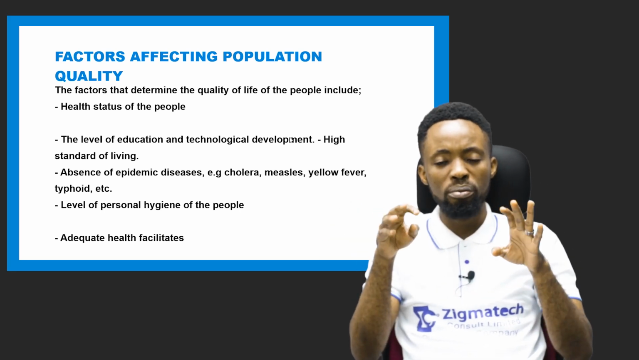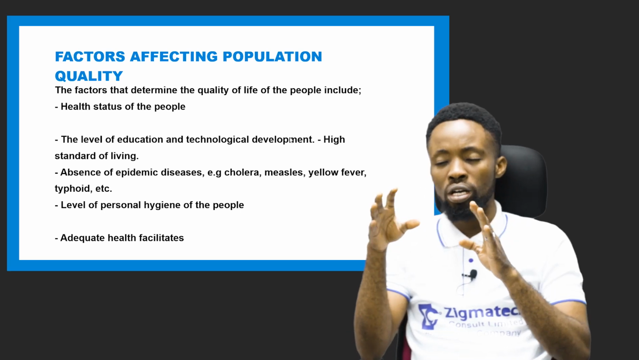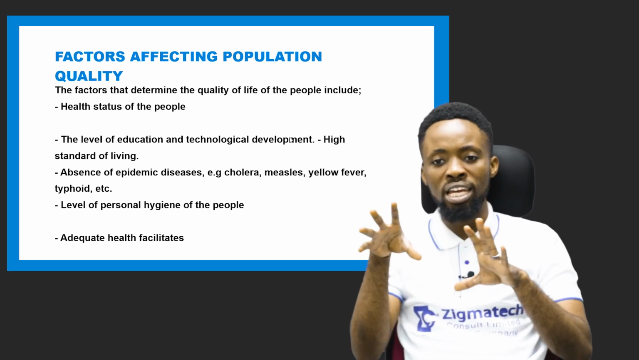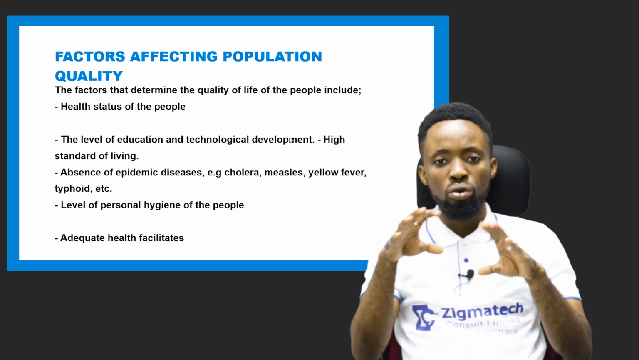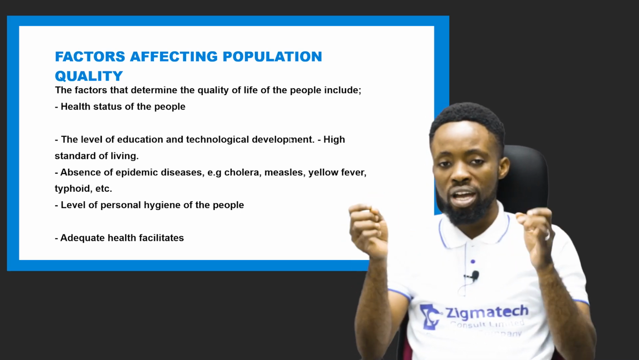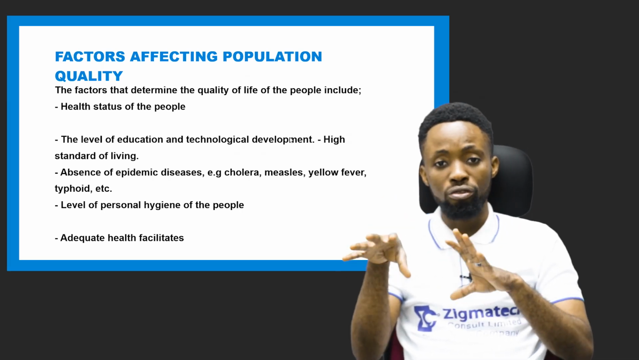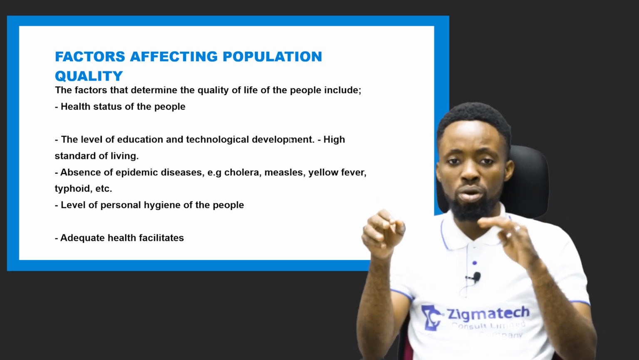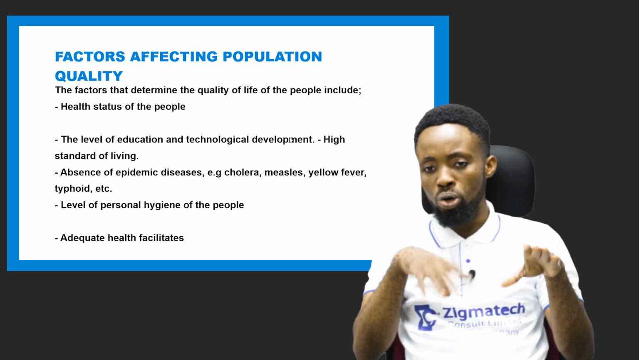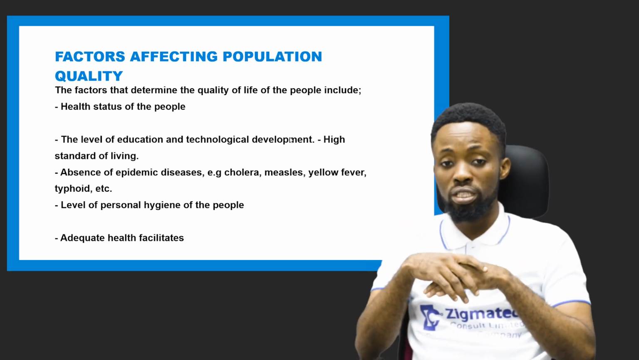Now, when the people living in such a particular place maintain a very high level of personal hygiene, the quality of life there will also be very high. But if they maintain a very bad level of personal hygiene, the population quality there will be very low. A good example is the slums, the ghettos, and the shanties.